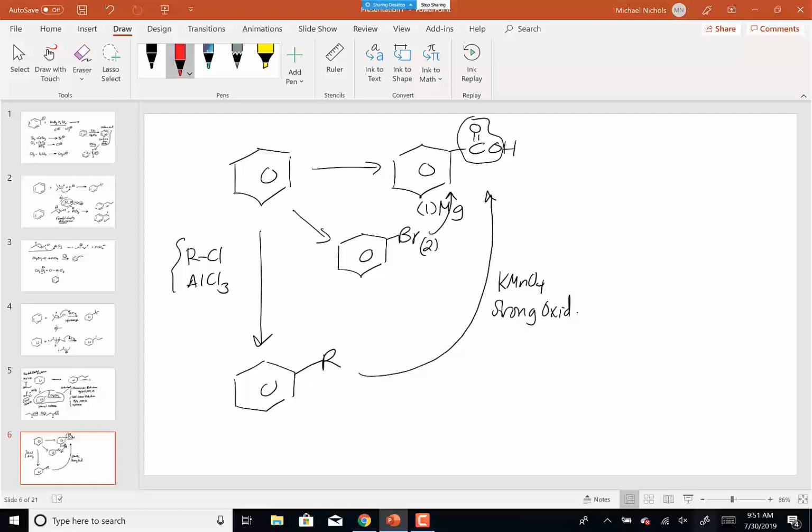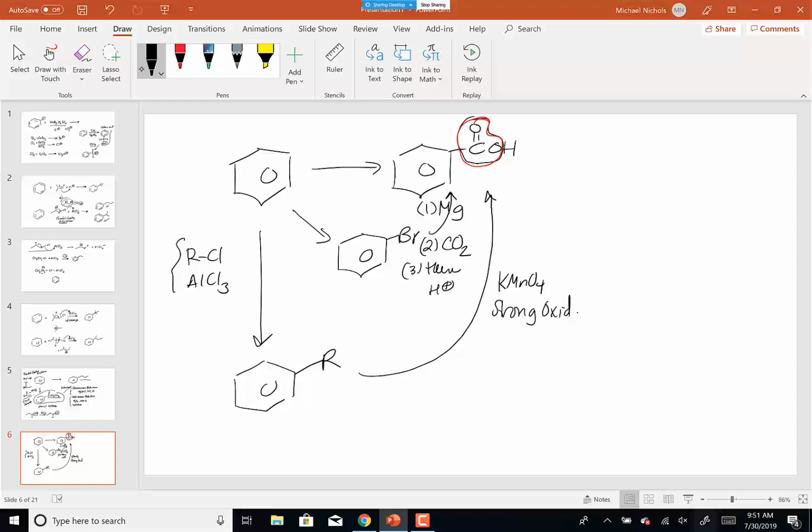Let me do that again. What did I add? What did I circle in red? CO2. And then step 3, then H plus.